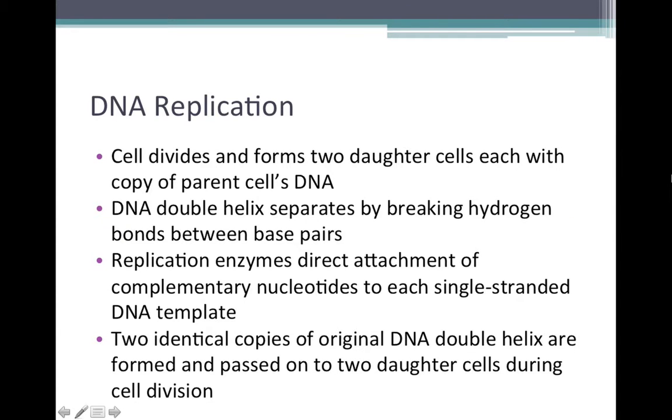So DNA replication begins when the cell starts to prepare for division. And what happens is the DNA double helix will separate by breaking those hydrogen bonds that hold each of the strands together. So you're basically separating the nucleotides, like separating adenine from thymine and guanine from cytosine. What happens is that replication enzymes basically help direct the replication of those strands.